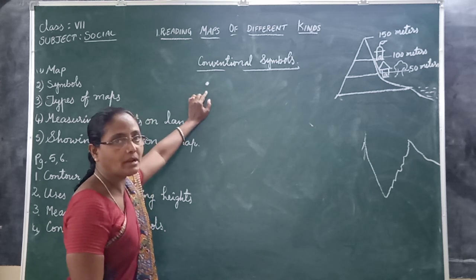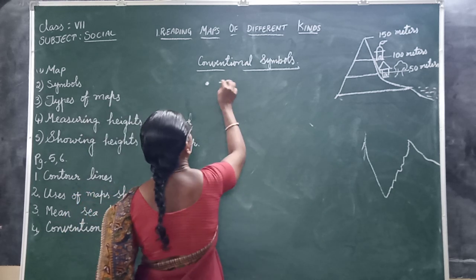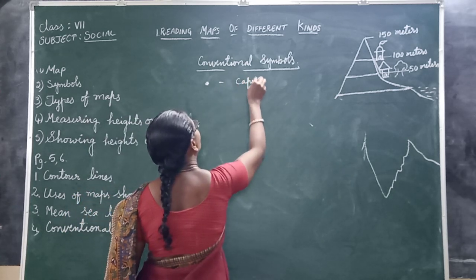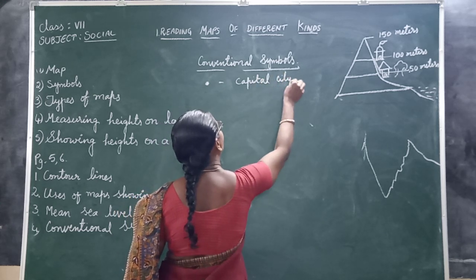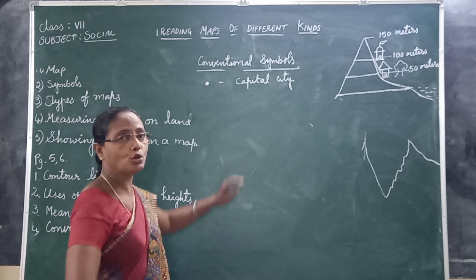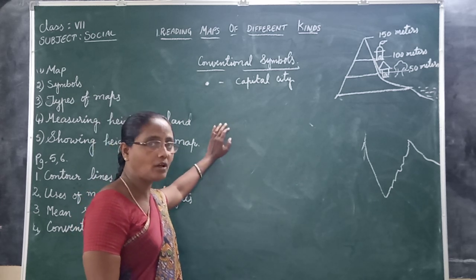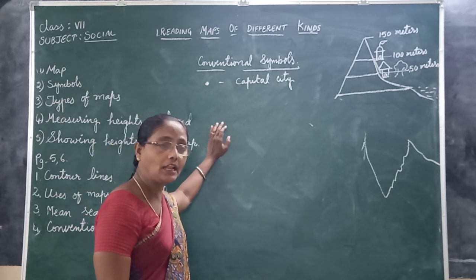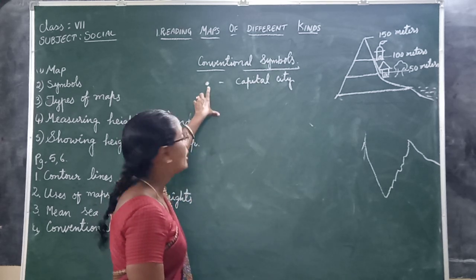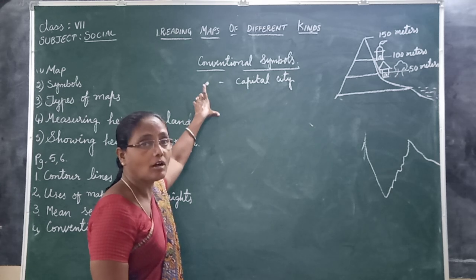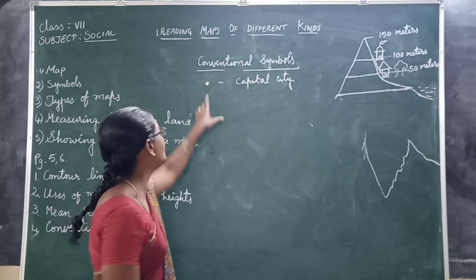Dot. Dot is the symbol of the capital city. For example, to show the capital: what is the capital of India? Delhi. Delhi you have to show on the map. You have to draw a dot. Dot is the symbol of the capital city.